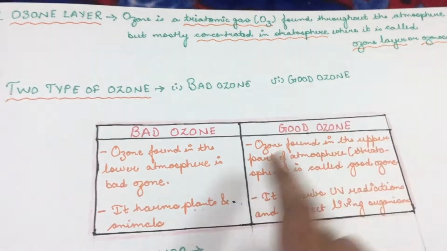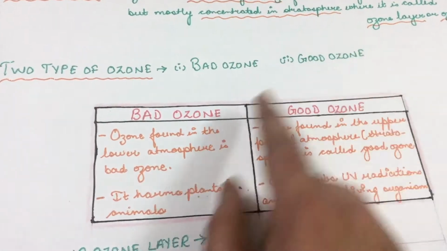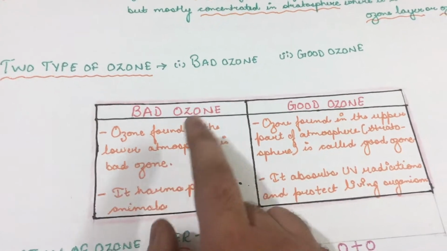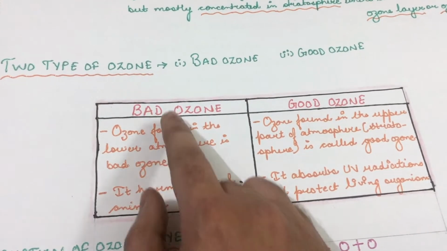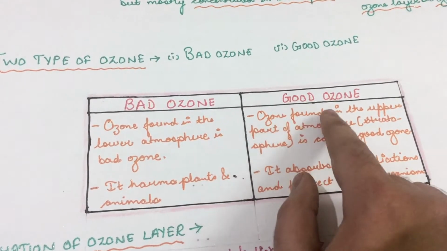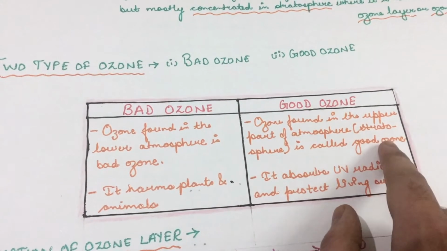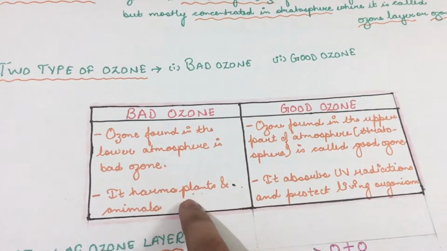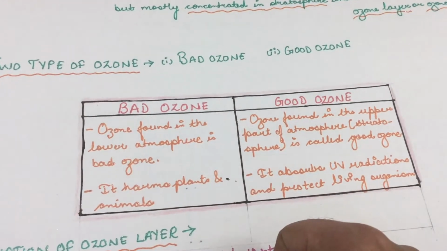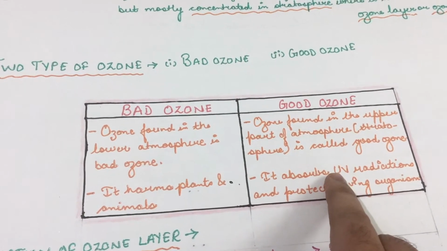Now there are two types of ozone, bad ozone and good ozone. Ozone found in the lower atmosphere, that is the troposphere, is called bad ozone, whereas ozone found in the upper atmosphere, in the stratosphere, is called good ozone. Bad ozone harms plants and animals, and good ozone absorbs UV radiation and protects us from the harmful UV radiation of the sun.